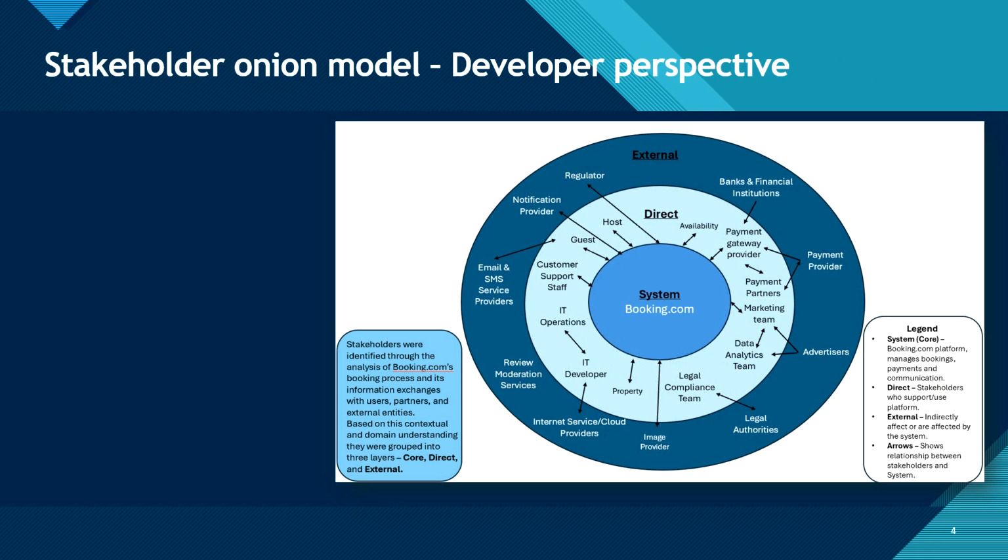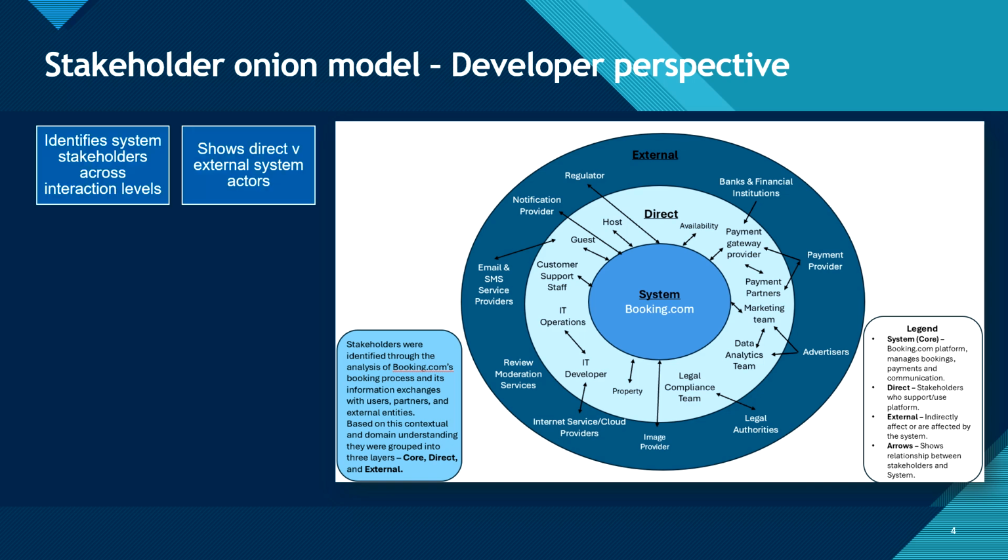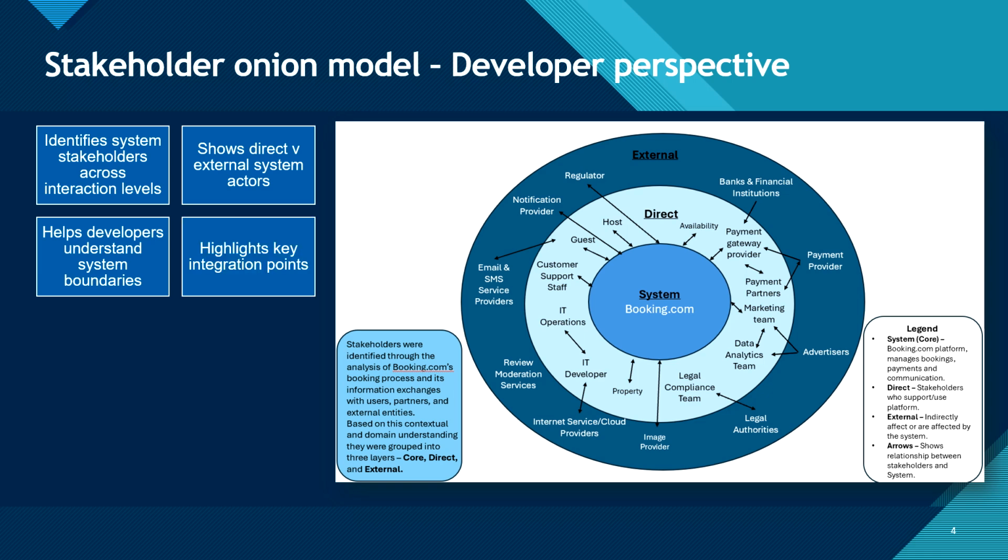The onion model is highly relevant for stakeholders that are developers. It shows the stakeholders at different interaction levels, and distinguishes direct system actors such as guests and hosts from external ones like payment providers, notification services, and regulators. This model helps understand the system boundaries, and where key integration and dependencies exist. It also supports planning for API design, data flow, and security requirements.